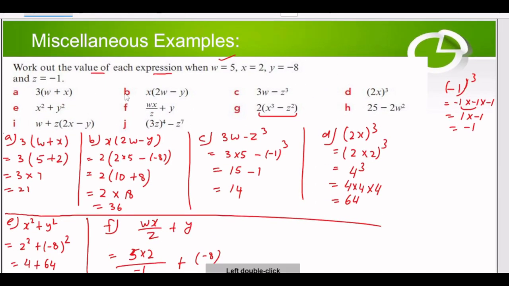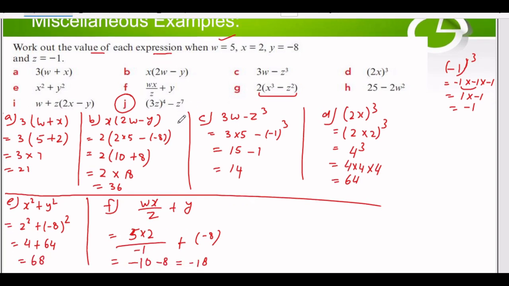So I'm leaving this part J for you guys, 3z power 4 minus z power 7. So do this question and let me know in the comment section what is your answer.